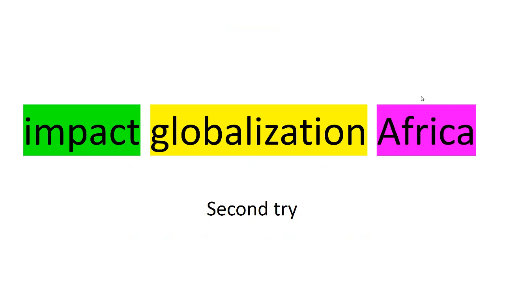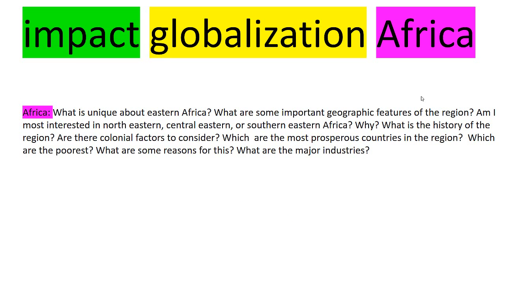Okay. Let's take a second pass then. We still have our main idea here, globalization, the impact on Africa. All right, let's build this out. So let's think about, in this example, Eastern Africa. Think about the important geographic features of the region, right? Horn of Africa. We have our main areas of countries. To the north, we have Ethiopia.